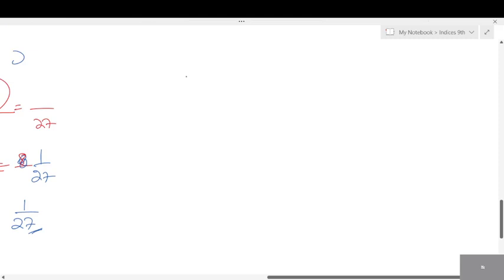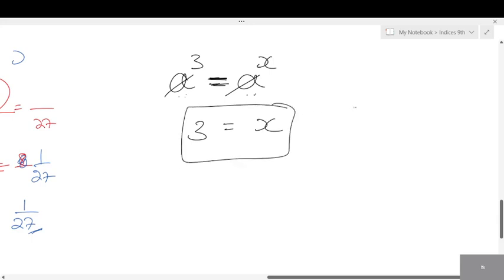The new concept is when the bases are on the opposite sides, left hand side is equal to right hand side. A to the power of 3 is equal to a to the power of x, students. Remember, are the bases same? Left and right, are the bases same? And in between, what sign do we have? So this a and a will get cancelled. The power will remain as it is. 3 is equals to x. What's the value of x? x is equals to 3.